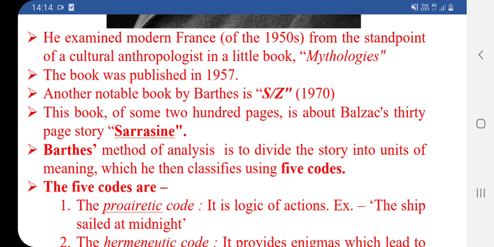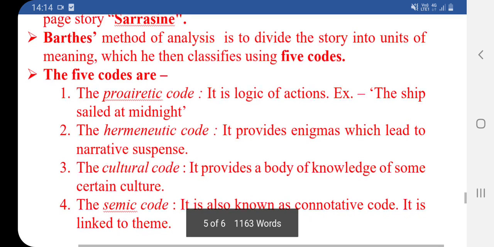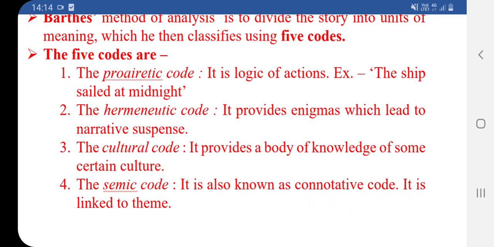Now let us move on to the next idea. Barthes' method of analysis is to divide the story into units of meaning. In order to analyze a particular story or novel, what Barthes does is divide the text into different kinds of units, which he then classifies using 5 codes. So through these 5 codes, he analyzes any particular novel or story. Now these 5 codes are very important from the NET perspective. Don't forget to note these codes.